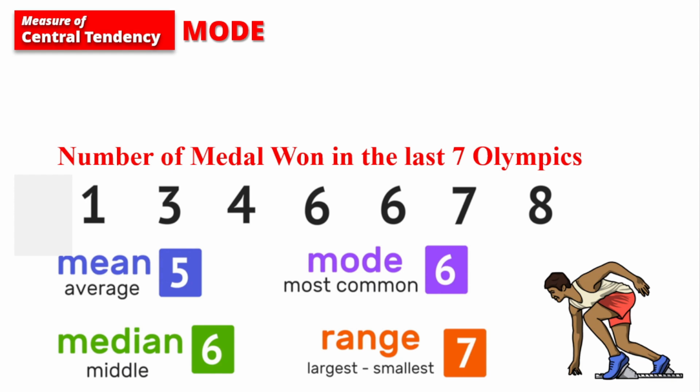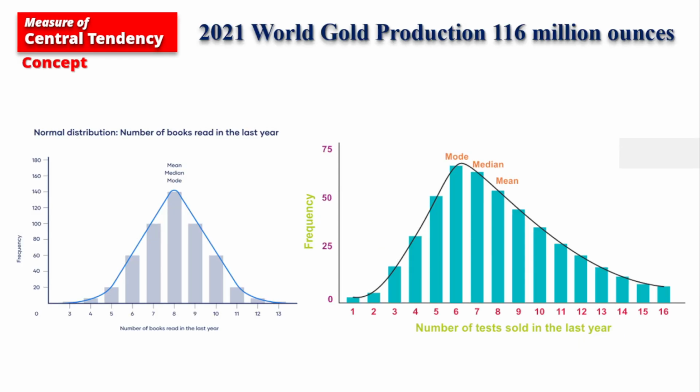The mode is the value that appears most frequently in a dataset. It's especially useful for categorical data or data with discrete values. The importance of measures of central tendency lies in their ability to provide a concise summary of a dataset's central location. They help us understand typical values, make comparisons and draw insights from data.